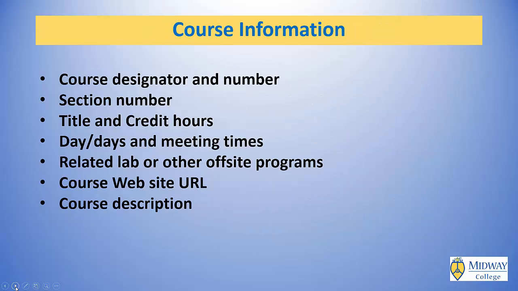First, under course information, you should include the course designator and number, the section number, title, and credit hours of the course. You also need to include the day or days of meeting times of the class and any lab or off-site program requirements. You can include the course website URL if you have one, and the course description found in the course catalog.